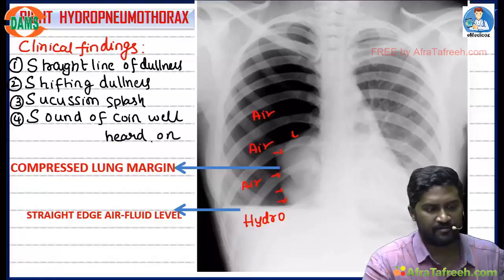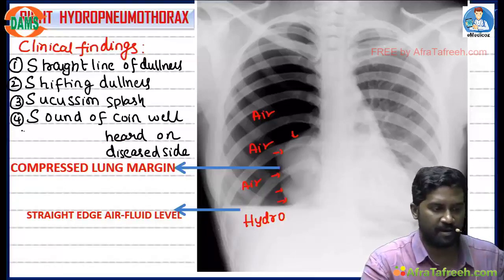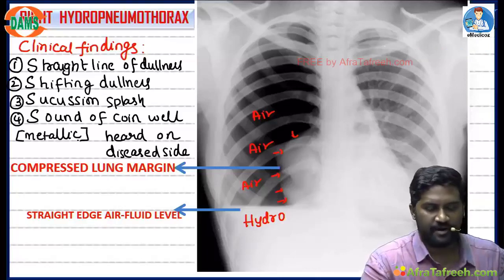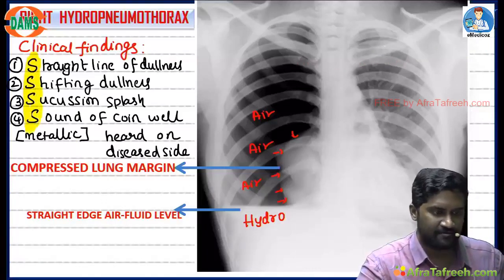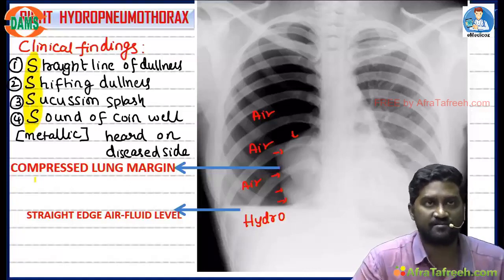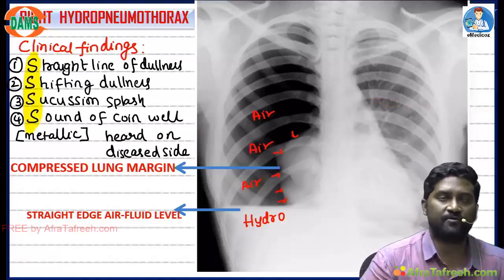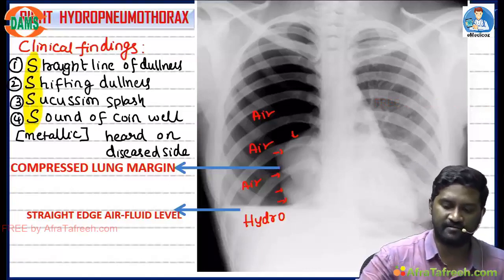All these are seen on the diseased side only. Well heard on the diseased side. So the sound of coin is nothing but the metallic sound. The findings of hydropneumothorax, everything starts with the letter S: straight line of dullness, shifting dullness, succussion splash, metallic sound of coin, well heard on diseased side.